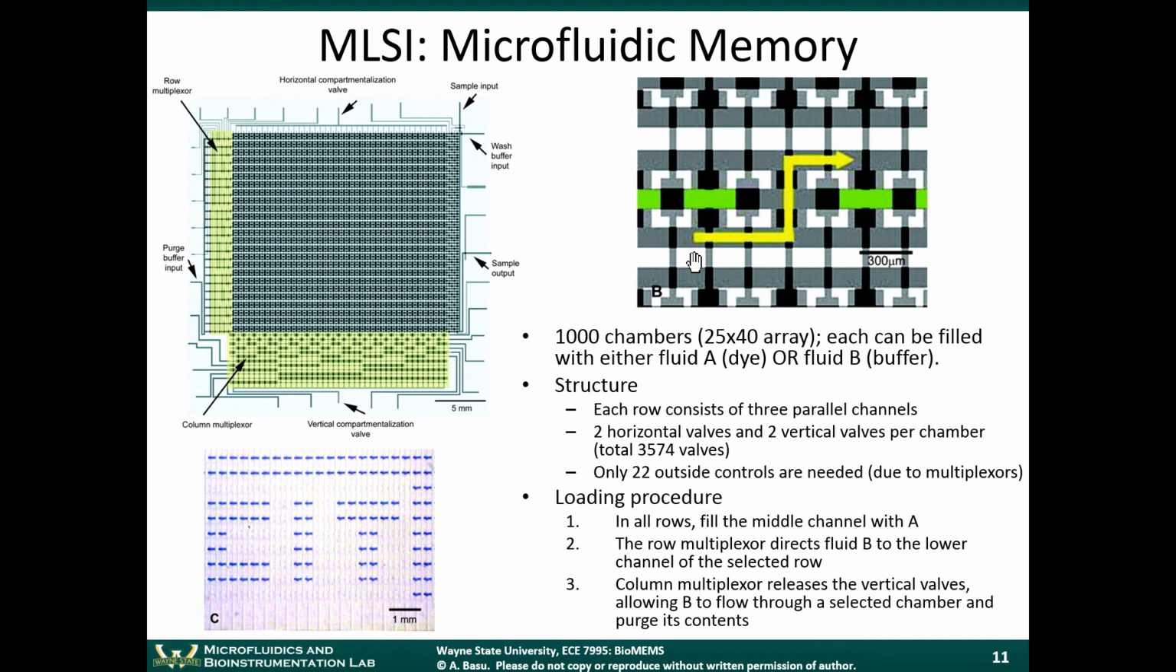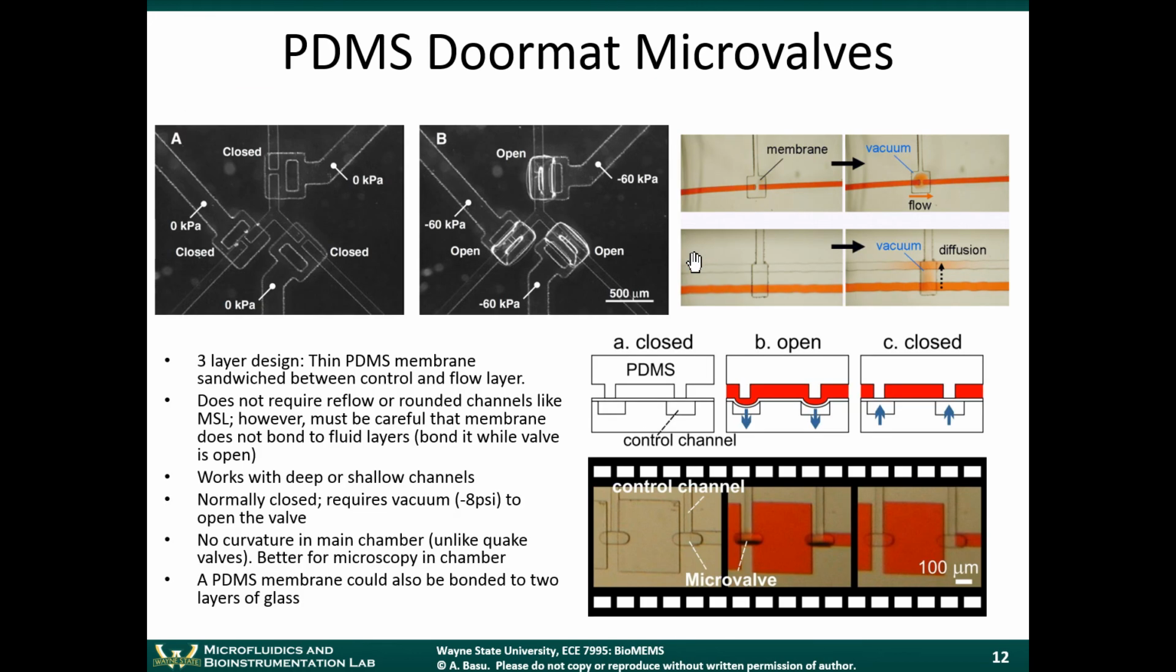All right, so we talked about different ways this technology can be scaled, and then we talked about another type of valve, which is a doormat valve. The difference between a doormat valve and a standard Quake valve was that the doormat valve was normally closed. The PDMS diaphragm valves were normally open. The doormat valves also form better seals. They form better seals than the standard Quake valves. So there's some advantages to these types of devices, but they're a little bit more tricky to fabricate.